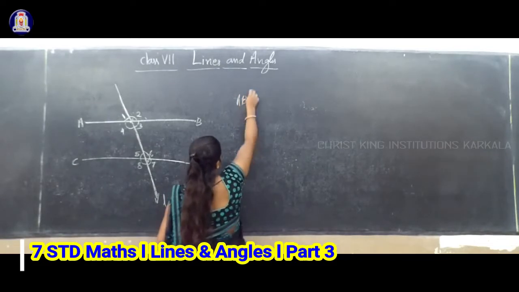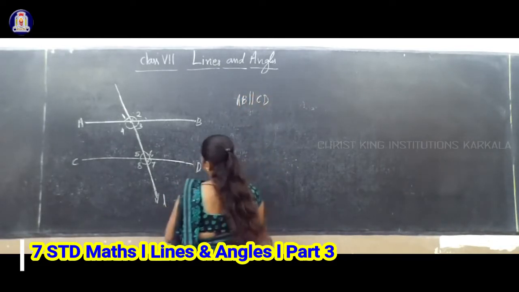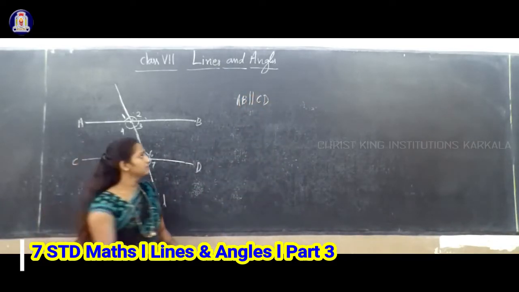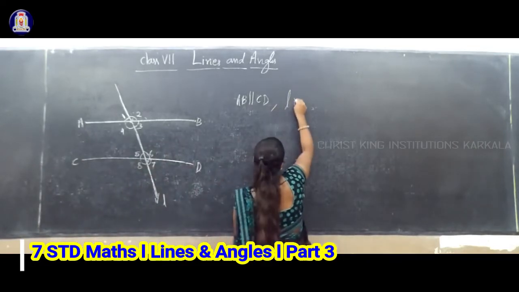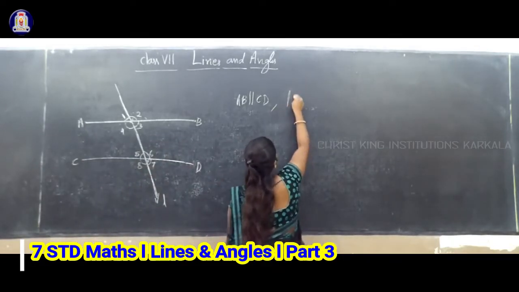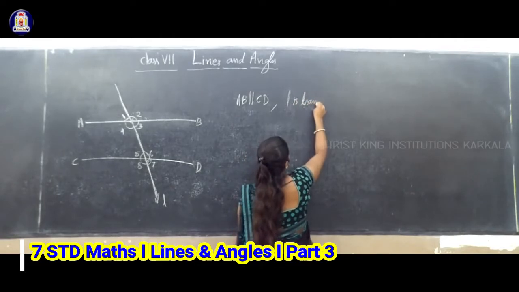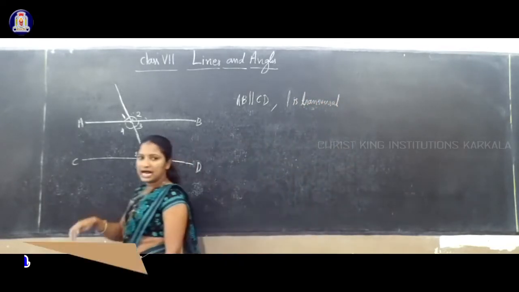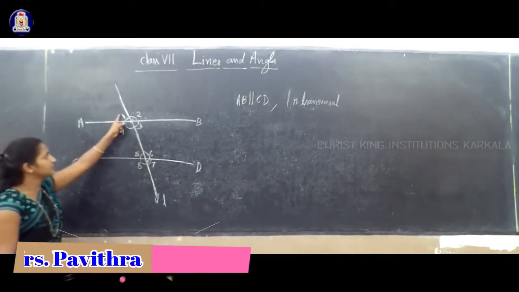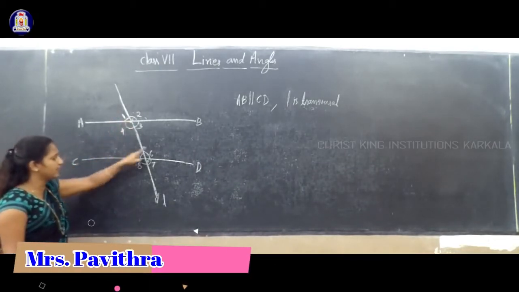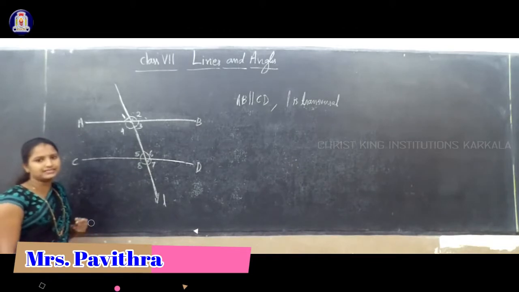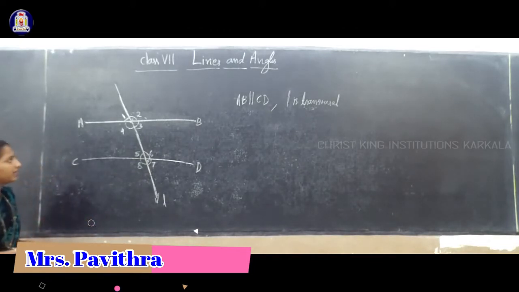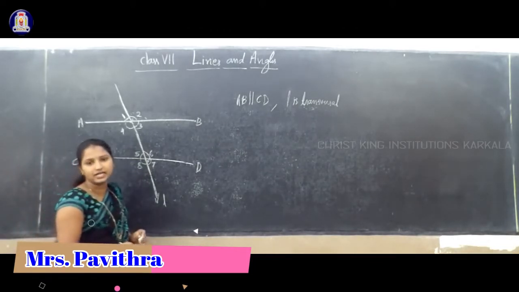AB is parallel to CD, and L is a transversal. L is a transversal and it makes angles, 1, 2, 3, 4, 5, 6, 7, 8. So in this some angles are equal. Which angles are equal to each other?